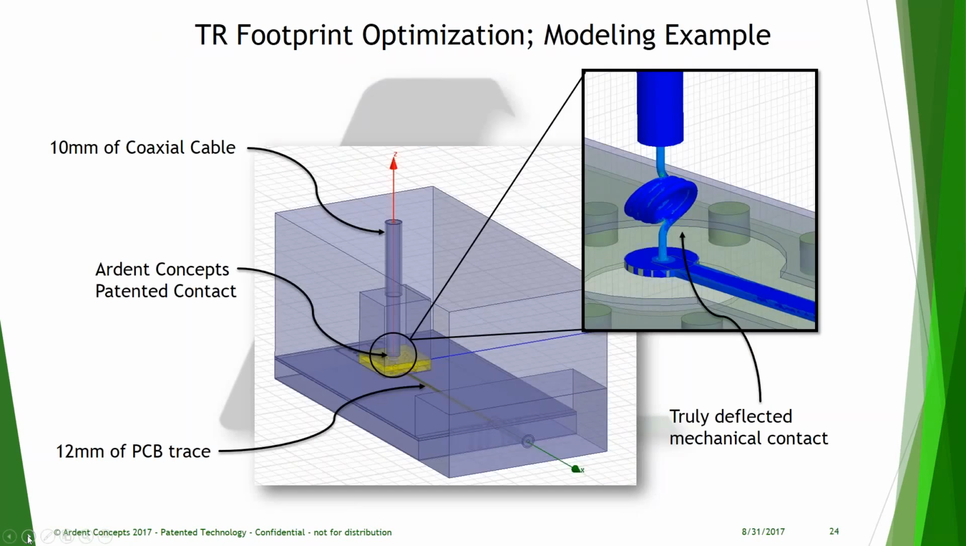So we saw this slide before when we talked about the experimental setups, and I just wanted to talk a little bit more about what Ardent does in order to create very accurate simulation models. Now, the thing I'll point your attention to first is the exploded view in the top right. So what we're looking at here is actually a truly deflected spring probe, which is part of our TR assembly. And what we strive to do here is really recreate what that would look like in a real-world situation to get the best performance.